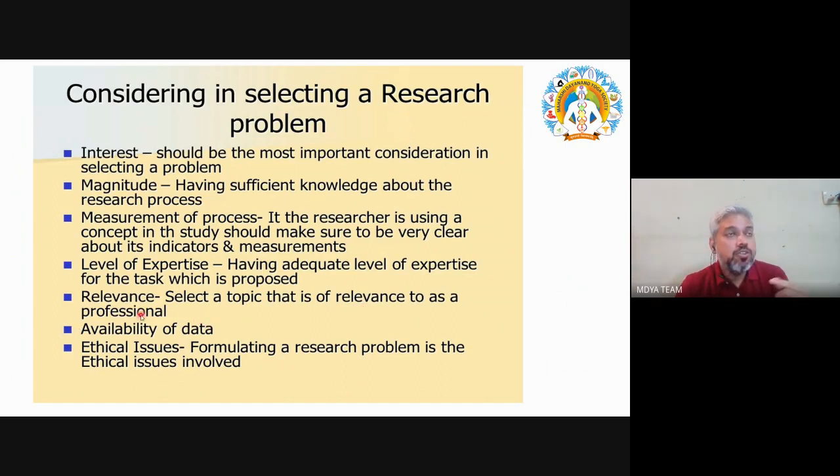Availability of data: if there is no availability of such data and you are going for research on it, then it will be very difficult for you to conduct the research, unless you have the support of a big university or a sponsor or a fund. And the last one is ethical issues. Is there an ethical issue involved in formulating a research problem? So these are the considerations in selecting a research problem.